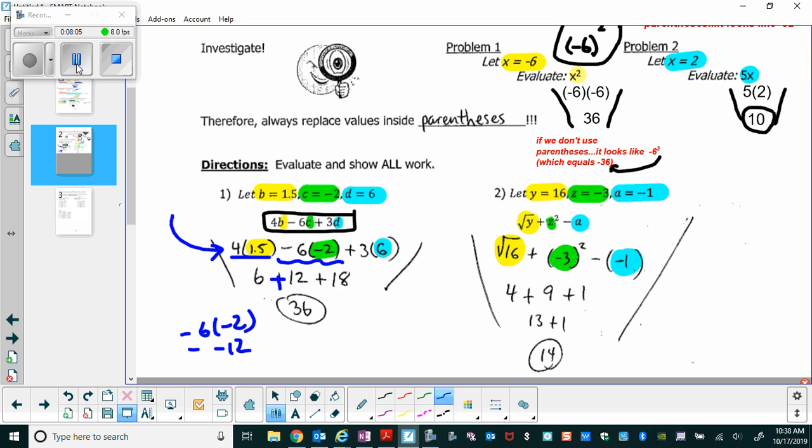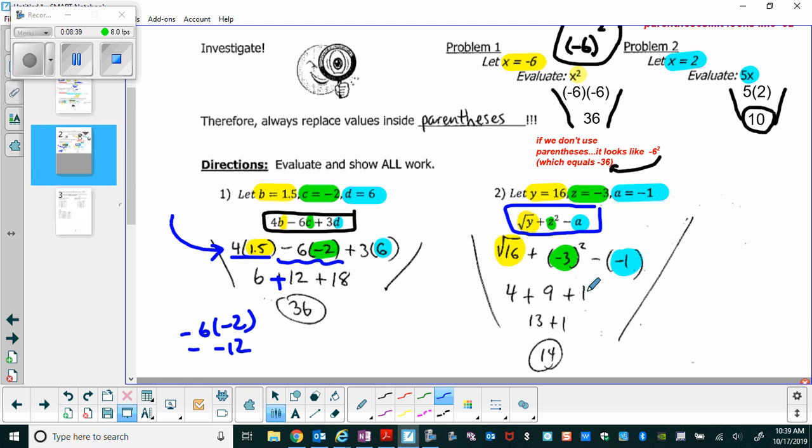All right, and now we're on number 2. So for number 2 over here, we've got y is going to be a 16, z equals negative 3, and a equals negative 1. And our algebraic expression here is the square root of y plus z squared minus a. So all we're going to do now is plug in a 16 as the radicand underneath the radical. So we're going to take the square root of 16 and we're going to add it to a negative 3 that's getting squared. And then we're going to subtract a, but a is a negative 1, and when we subtract the negative, that turns into addition.